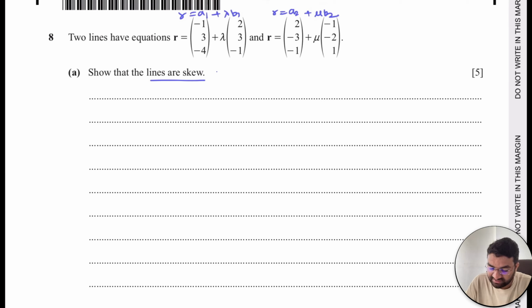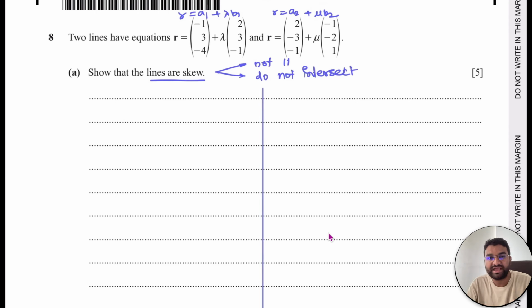To show the lines are skew, we have two things to show. One is that they are not parallel, and the other is that they do not intersect. If the lines are parallel, then b1 is a scalar multiple of b2, so b1 in the first equation equals k times b2 in the second. Okay, this is the condition. If they are not parallel, then they are not scalar multiples. That is what we have to show here.